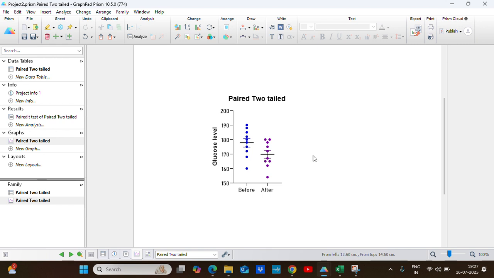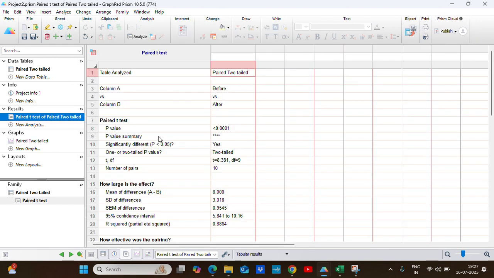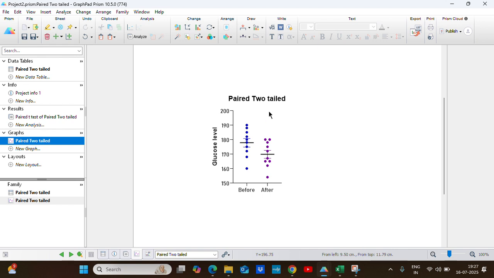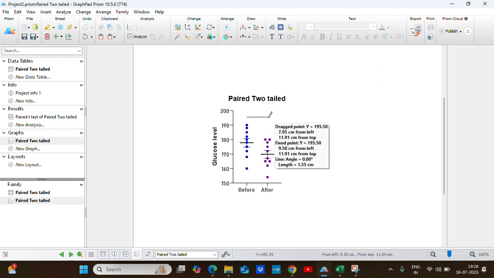Okay, so now let's go to our result. What is the result saying? The P-value summary says this is a significant difference. So we will paste this result, 4 stars. You have to come here and manually add the line, then 4 stars. This way you can show the significant difference, whatever result comes in your result table.